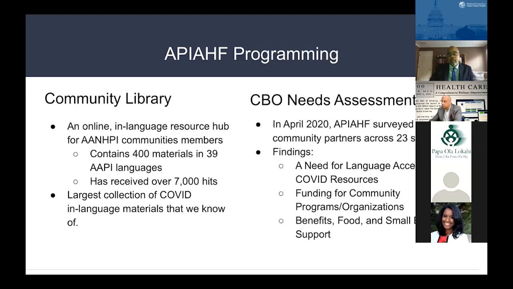In addition, in April, we conducted an initial rapid community assessment to design the right policy recommendations and program supports to our community-based organizations on the ground. This assessment has 45 respondents from 23 states and every region of the country. Our key findings reflected a need for language-accessible COVID resources, funding for community programs and organizations, as well as benefits, food, and small business support. Next slide, please.